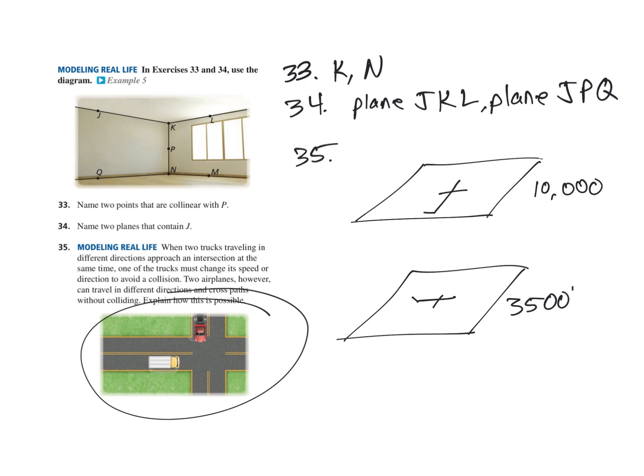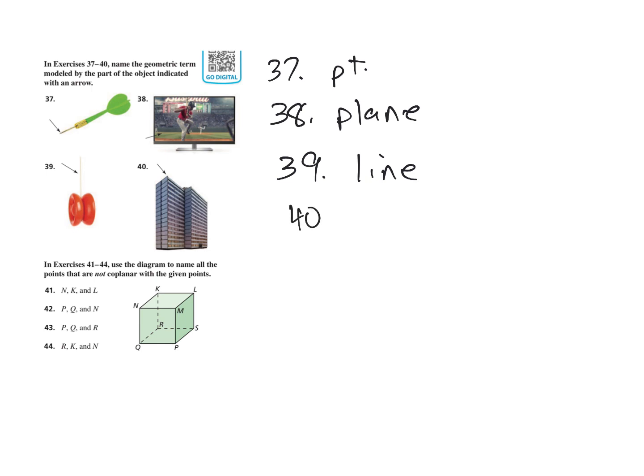All right, next. Number 37. Name the geometric term modeled by the part of the object indicated with an arrow. Okay, so that would be a point. 38 is a plane. A TV is a plane. 39. This is a string coming out of a yo-yo, which makes a straight line. And 40 would be an intersection, or again, we could call it a point because that's all we've been doing so far. But truly, it looks like it's just the point that it's talking about.